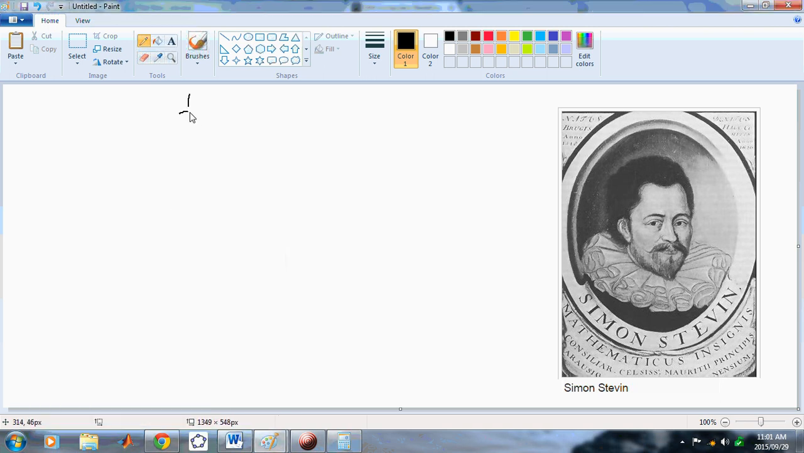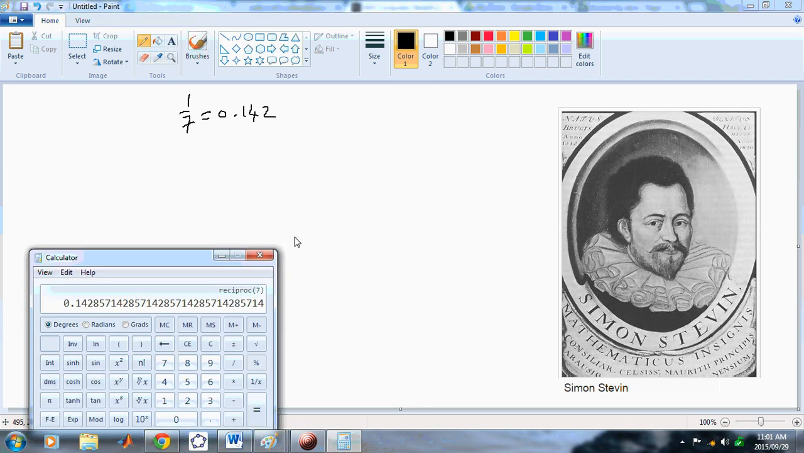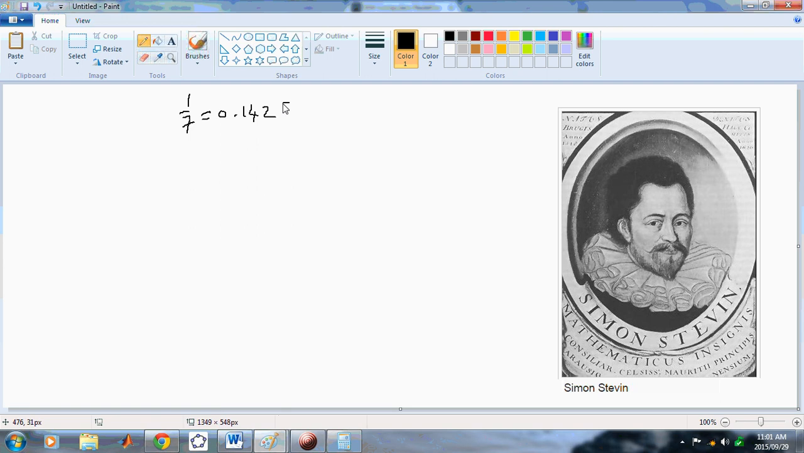Let me just write this down here. 1/7 is equal to 0.142857. Okay, 857. All right. Now, a lot of people will look at this and say, well, that really represents 1/7. It doesn't represent 1/7.